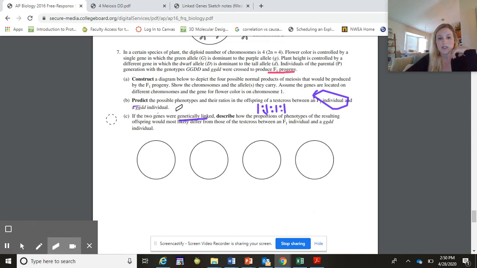Let me know if you guys have any questions. This is a short FRQ, so it's going to be worth less. It seems like it took a lot of work for me to get through it for it to be a short FRQ, but I wanted to make sure you guys understood the basis behind it.